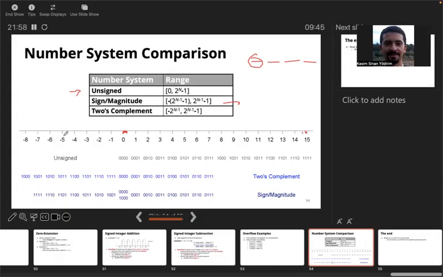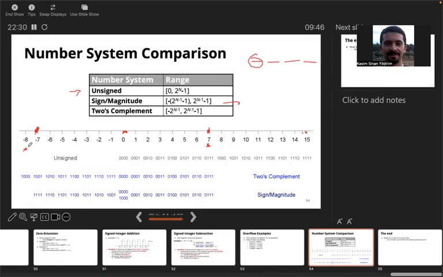Minus 7 to 7. These are the range of numbers that we can represent using signed magnitude representation. And in 2's complement form, what is the largest number that I can represent? The largest positive number is 7. Again, from 7 to minus 8, right? Minus 8? Yes.